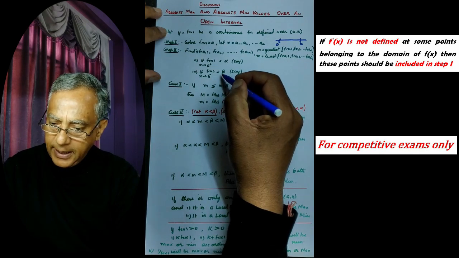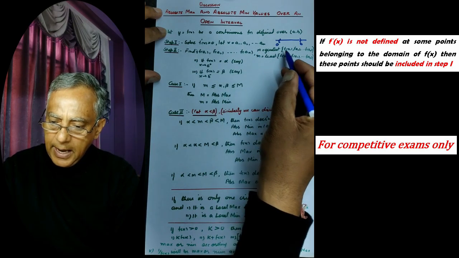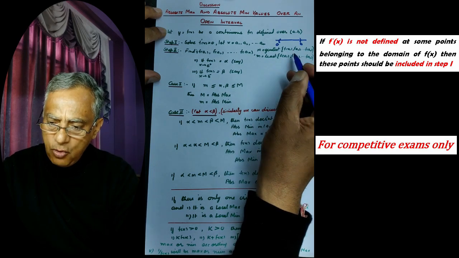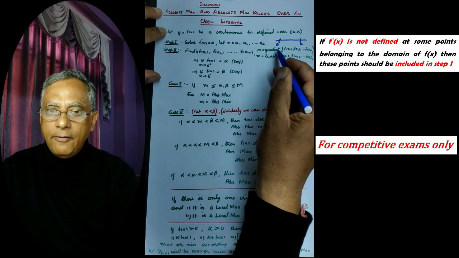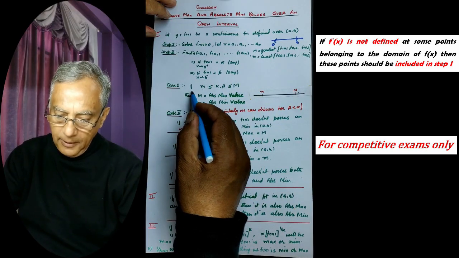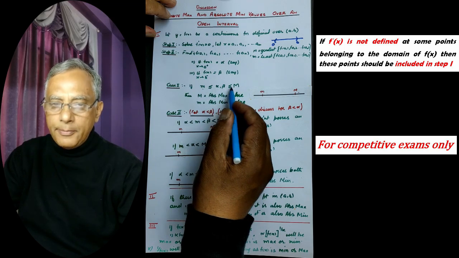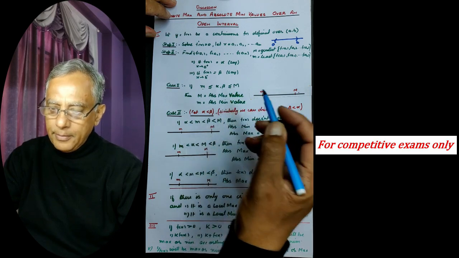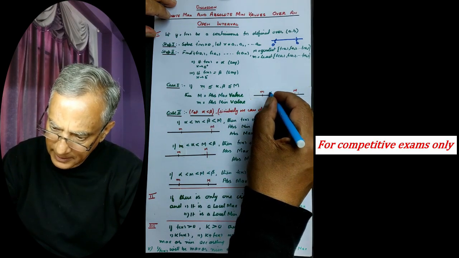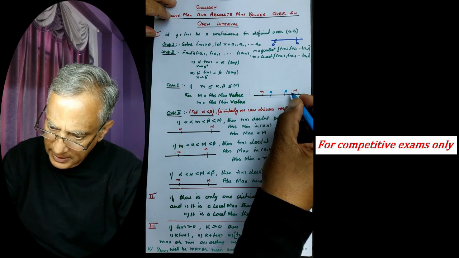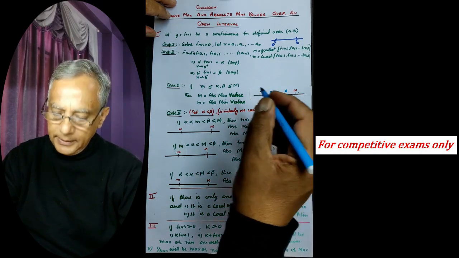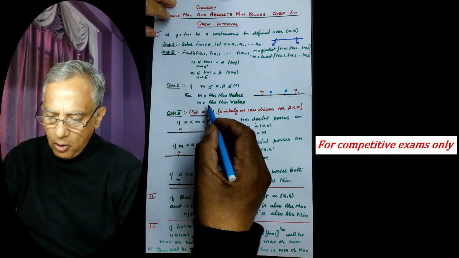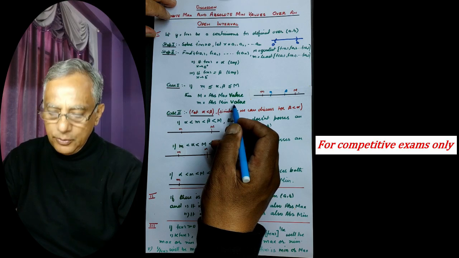Now let M be the greatest among the values found and small m be the least among these. Capital M is the greatest value and small m is the least value. Now case 1: if m is less than or equal to alpha, beta is less than or equal to M, that is alpha and beta lie between m and M, then capital M will be the absolute maximum value and small m will be the absolute minimum value.